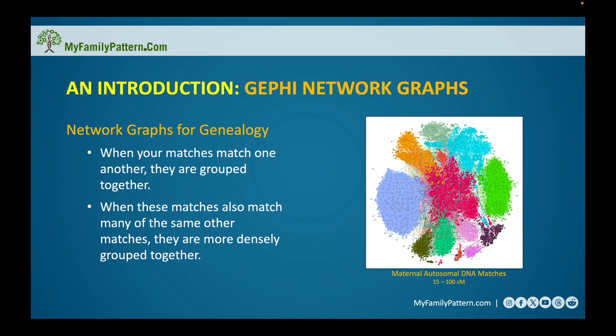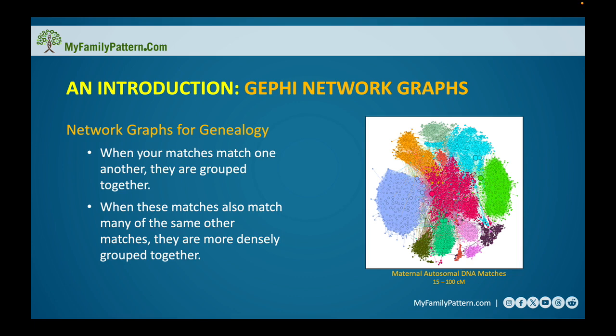Whereas before I was looking at articles that were published in academia, here we're looking at our DNA matches. And what we are looking for is, again, not which authors cited one another, but which of our DNA matches match one another. And when they match one another, they're grouped closer together. But when we have a large number that match one another across many different matches, they're grouped more densely.